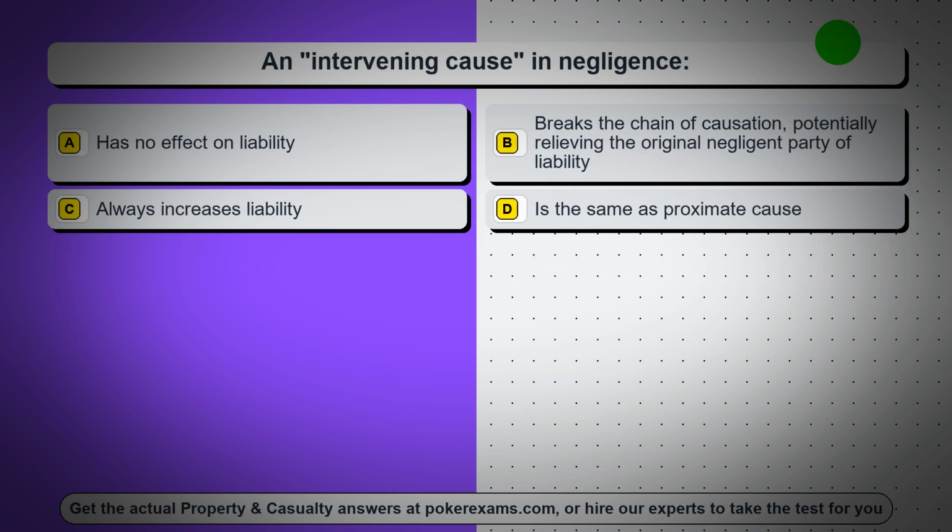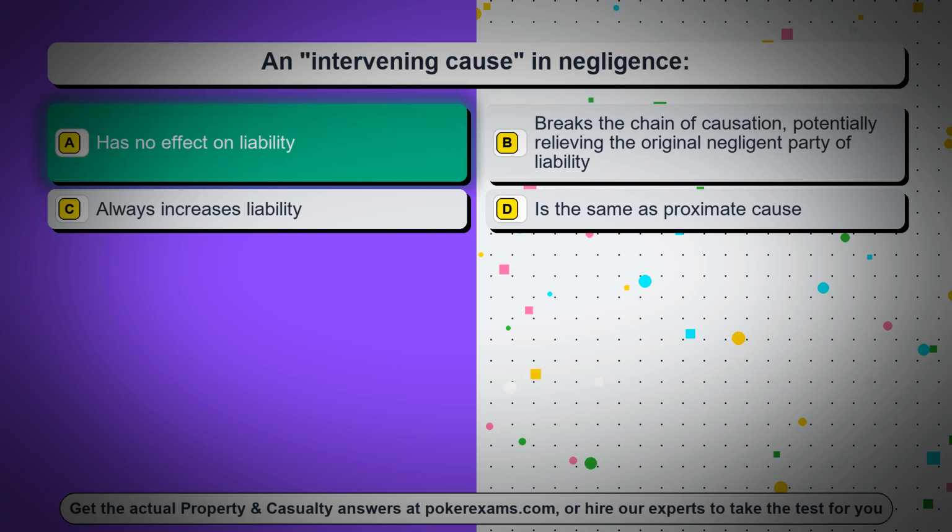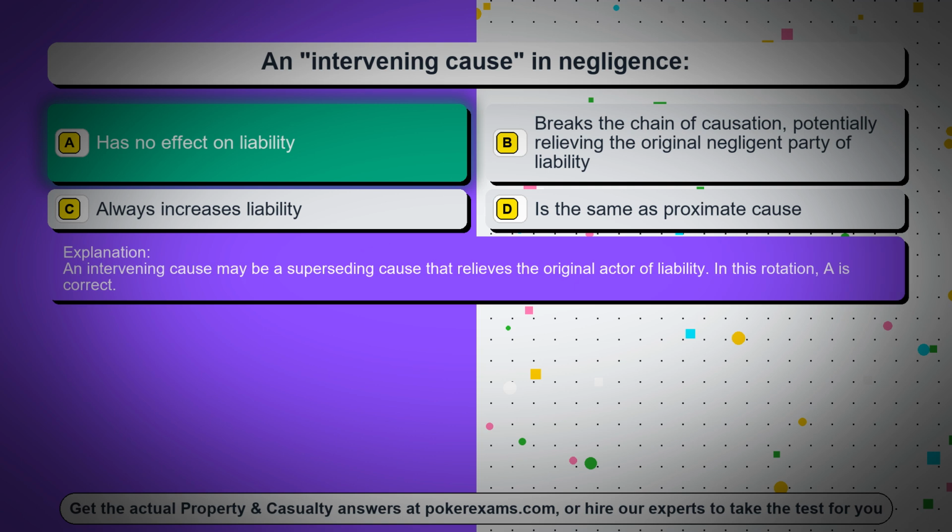Question 31. An intervening cause in negligence. Option A, has no effect on liability. Option B, breaks the chain of causation, potentially relieving the original negligent party of liability. Option C, always increases liability. Option D, is the same as proximate cause. The correct answer is option A, has no effect on liability. An intervening cause may be a superseding cause that relieves the original actor of liability. In this rotation, A is correct.